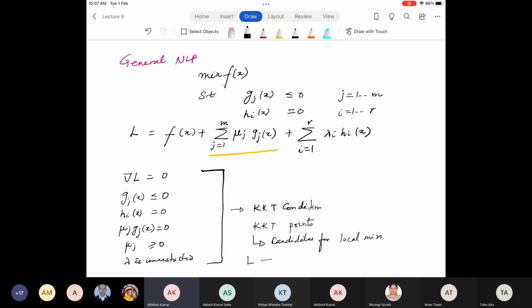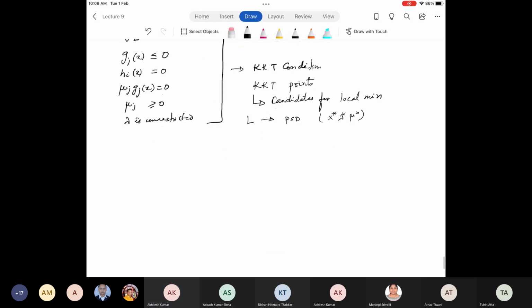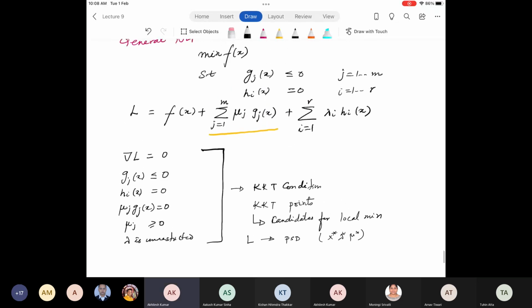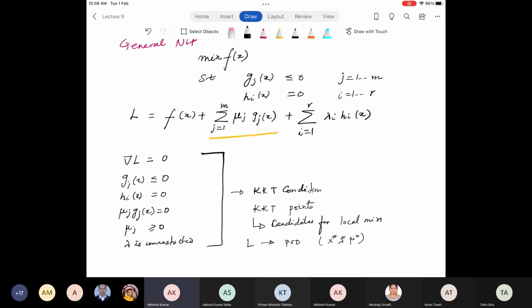If you can show your Lagrangian is positive semi-definite at the x star, lambda star and mu star you have found, then you can say the local minimum, the point which you are checking, is your global minimum. Is this clear, guys? Yes, sir. So this is when you have inequality, equality, all kinds of constraints in the problem. This is how you solve a general nonlinear program, where we are assuming that f(x), g(x), h(x) are all differentiable.